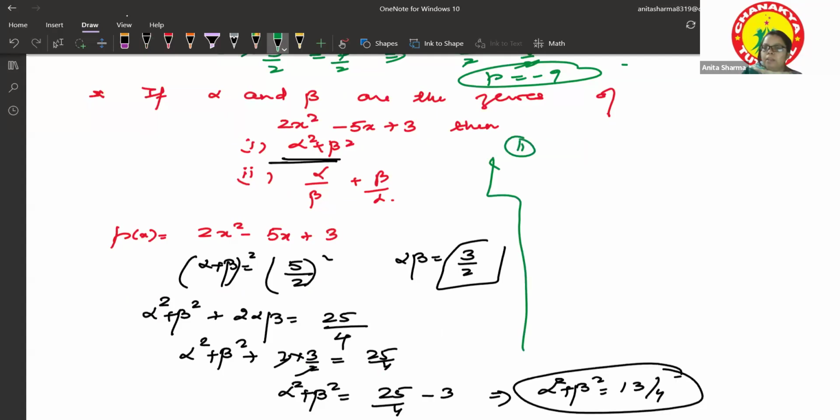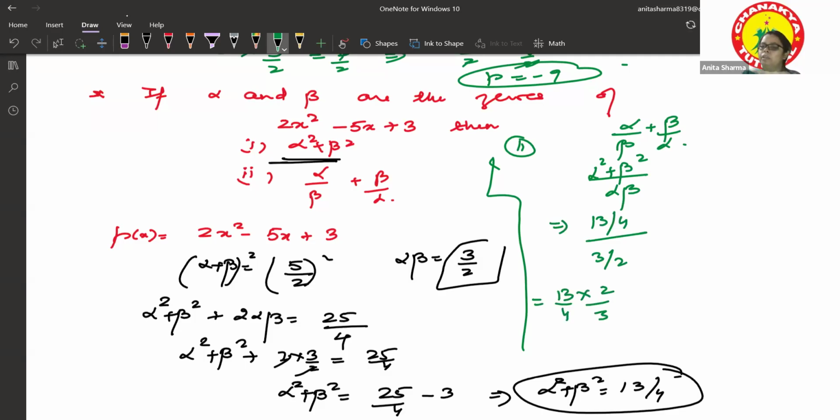Now for the second part, alpha upon beta plus beta upon alpha. Just take the LCM alpha beta and it will be alpha square plus beta square upon alpha beta. Now put the 13 by 4 and alpha beta is 3 by 2. So 13 by 4 into 2 by 3, so it will be 13 by 6. Got it?